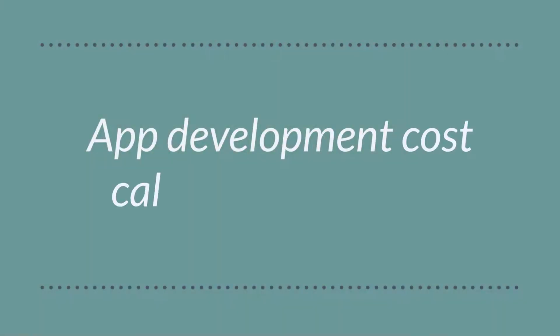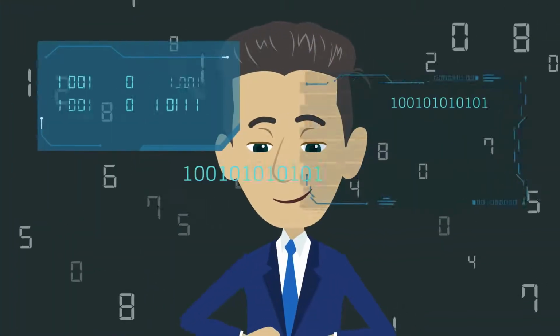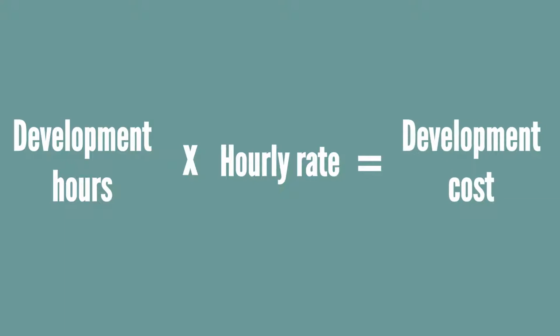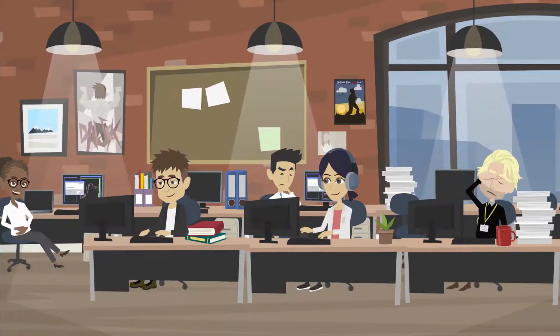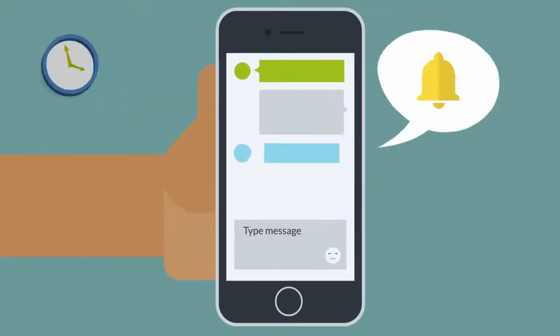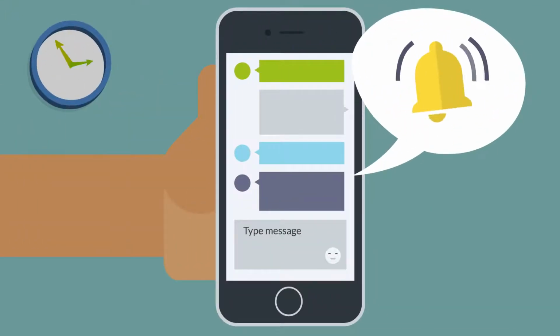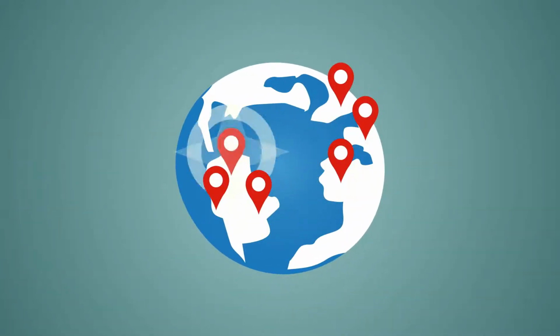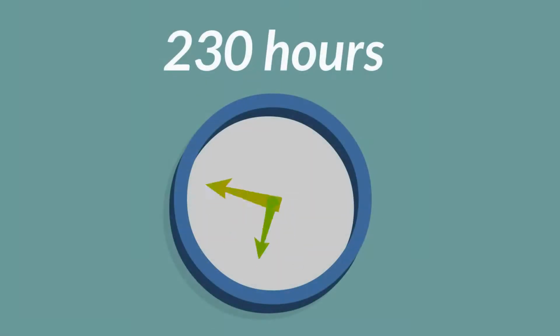App development cost calculation formula. Development companies calculate app development cost with a formula. They multiply the time in hours needed for development by the hourly rate. Let's say you have an app with 3 core features. The first feature, let's say authorization, takes around 50 hours to develop. The second feature, push notifications, takes around 150 hours to develop. And the last feature of our app, geolocation, takes around 30 hours. So the development of these features will take 230 hours.